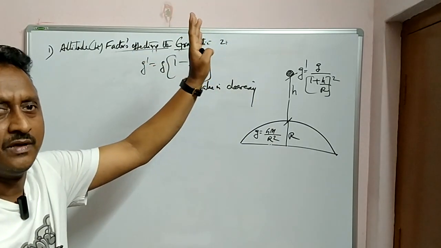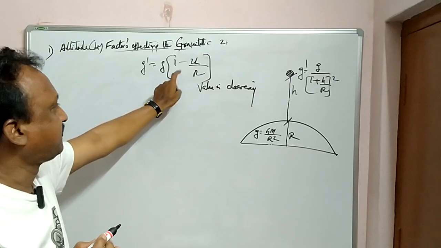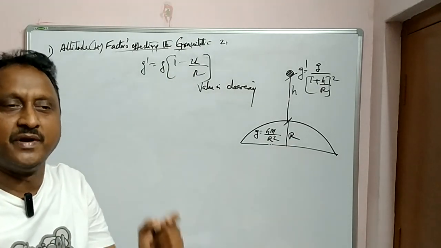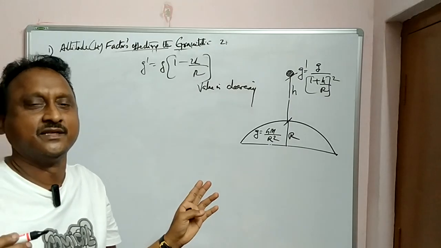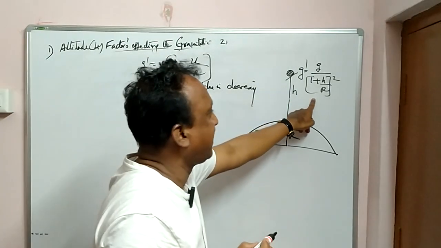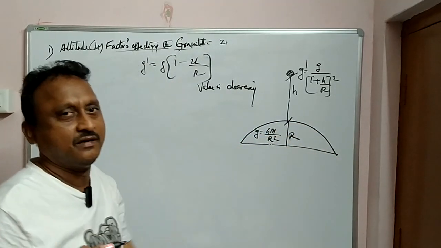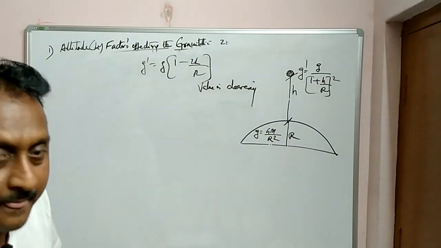It is proved. And already I told you, this formula you have to take when the value of h is very much less, like 1 kilometer, 2 kilometers or up to 5 kilometers. If more value is given, you have to take this formula: g dash is equal to g by 1 plus h by r whole square. Clear?